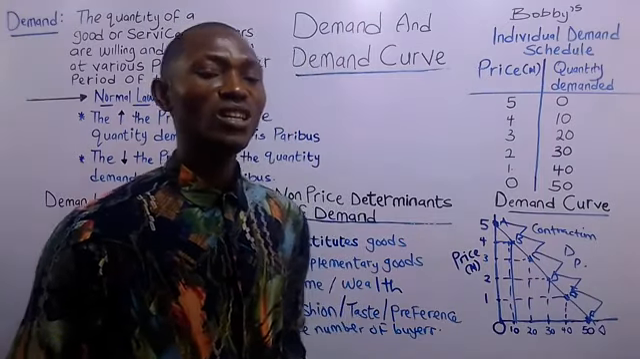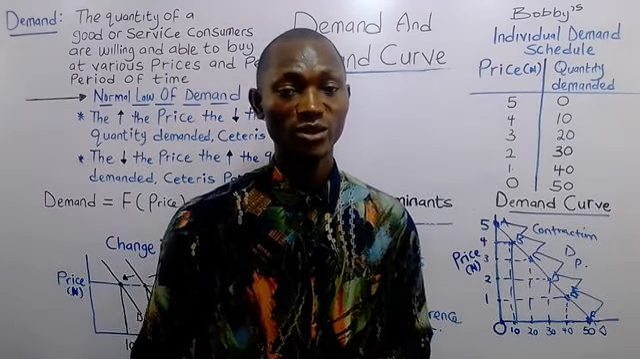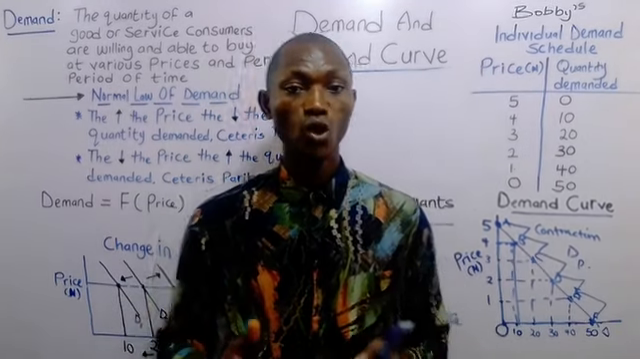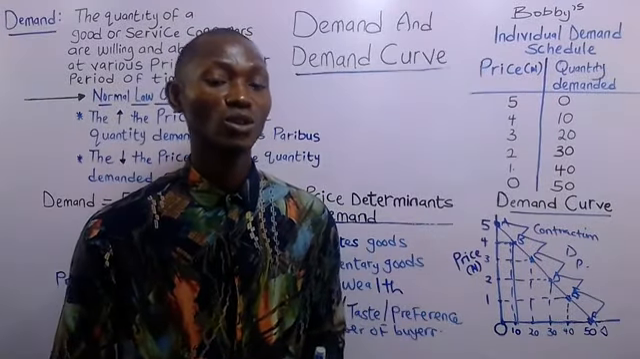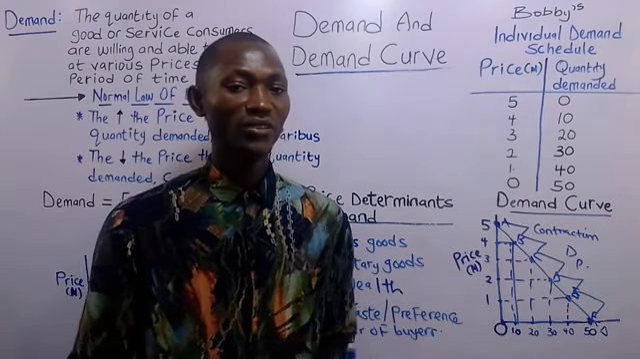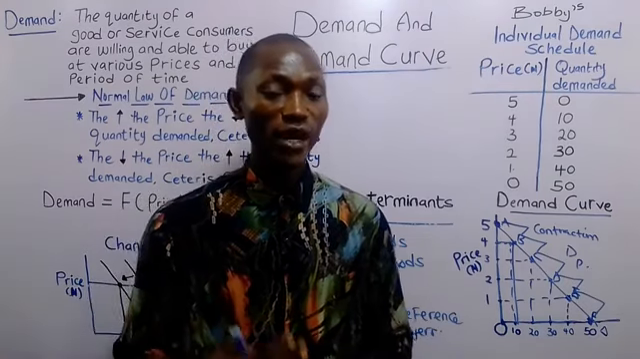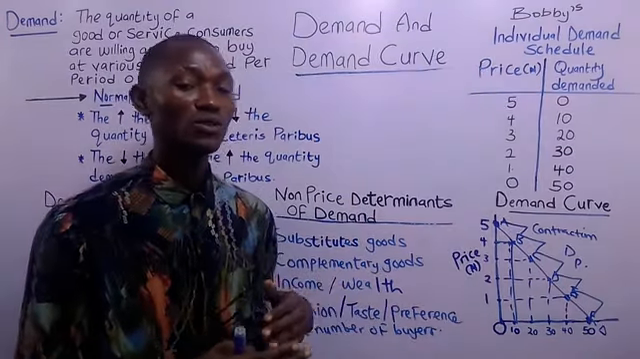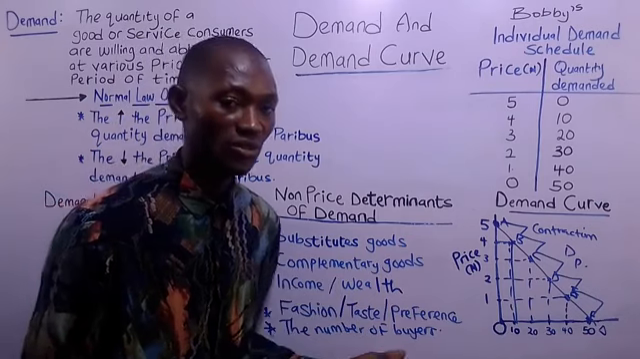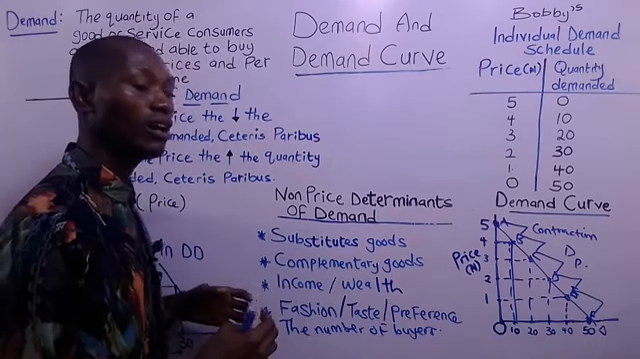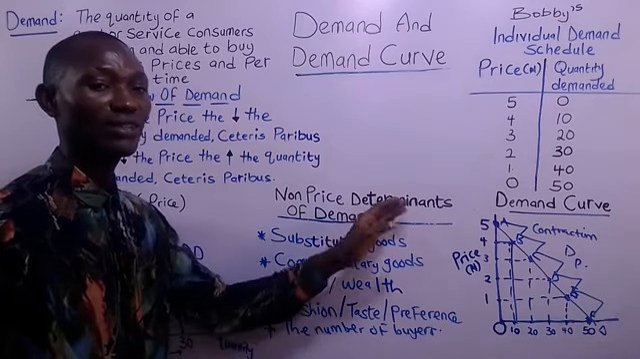It is worthy of mention that demand curves are not stationary. That means they shift to the right or to the left. When the ceteris paribus assumption or phrase is dropped, then we have all other factors affecting the demand for a commodity. So when the demand curve shifts to the right or to the left, we call it a change in demand. And a change in demand is primarily caused by non-price determinants.